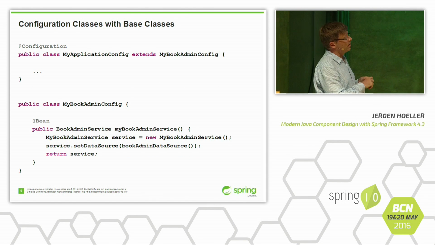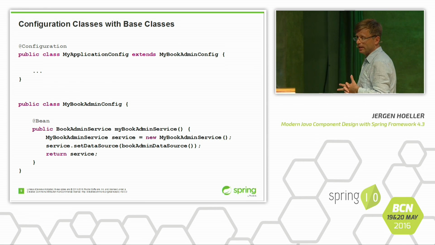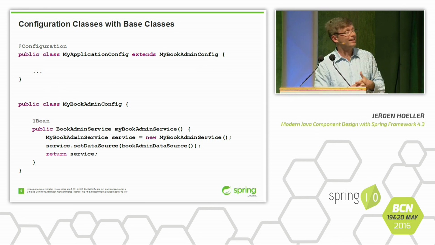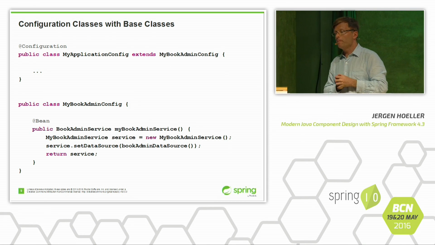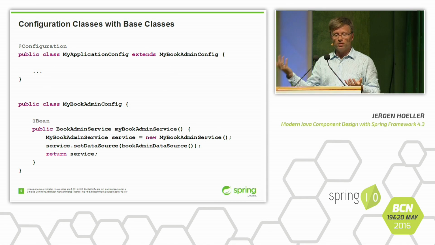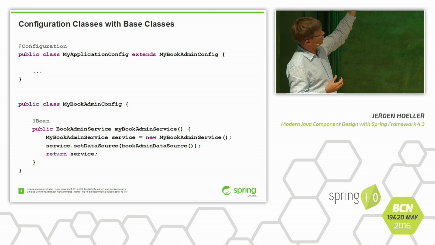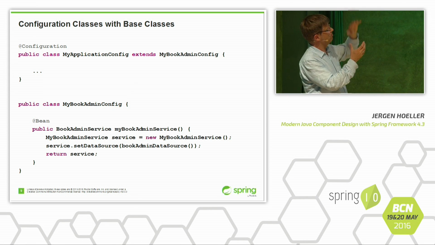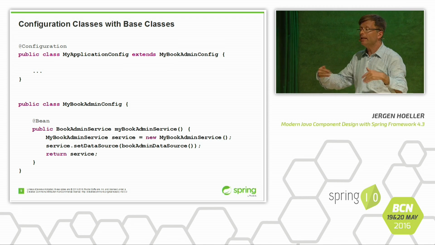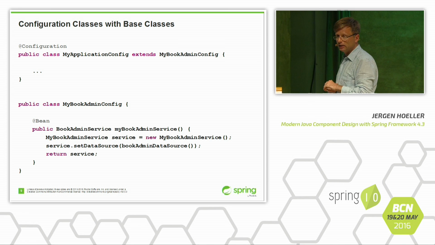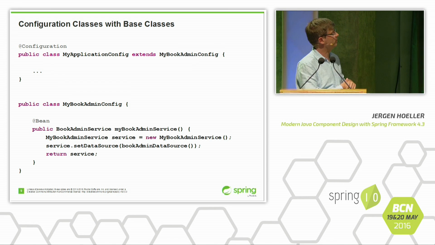So configuration classes can do quite a lot of things with standard Java language semantics. You can extend other configuration classes. You can create an inheritance hierarchy. So if MyApplicationConfig extends MyBookAdminConfig, the MyBookAdminConfig could just have some base admin declarations that you're inheriting in MyApplicationConfig, maybe adding some further admin methods at that level, and you only register MyApplicationConfig for a particular application context on startup.